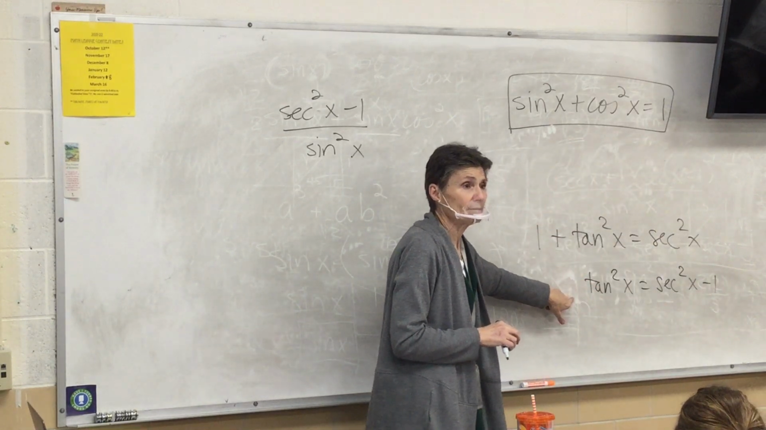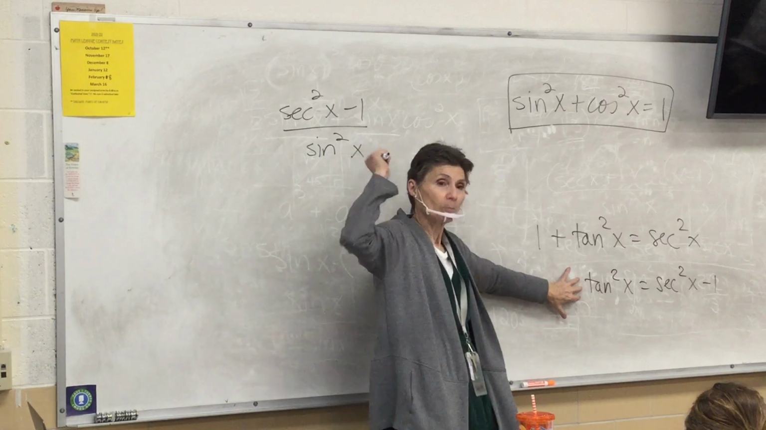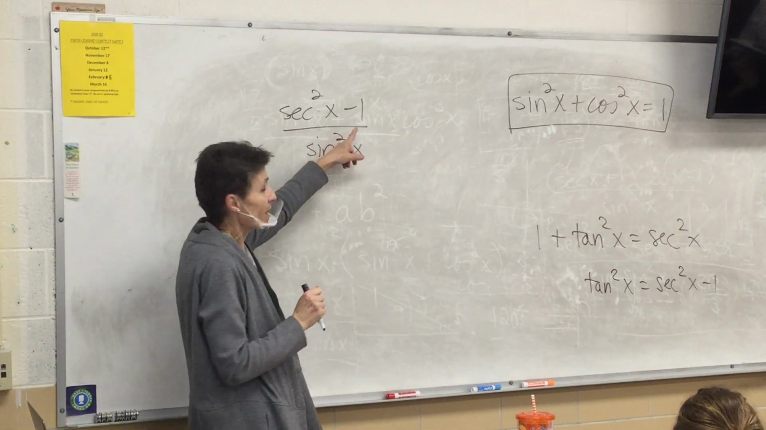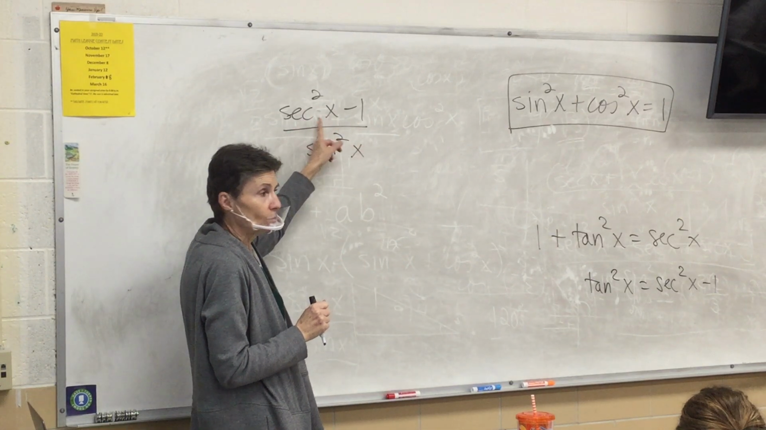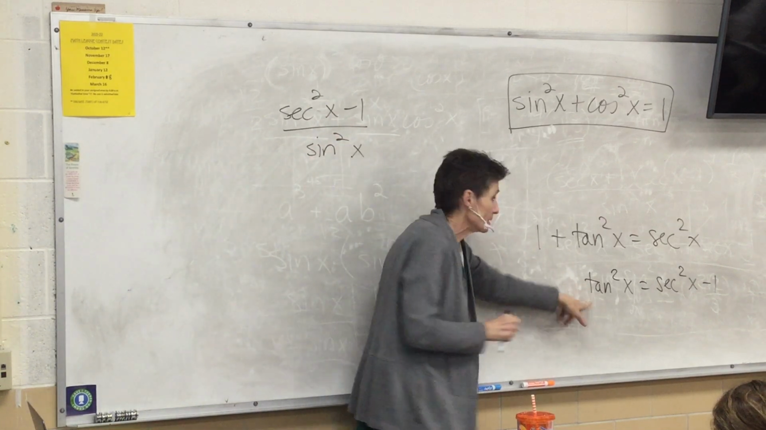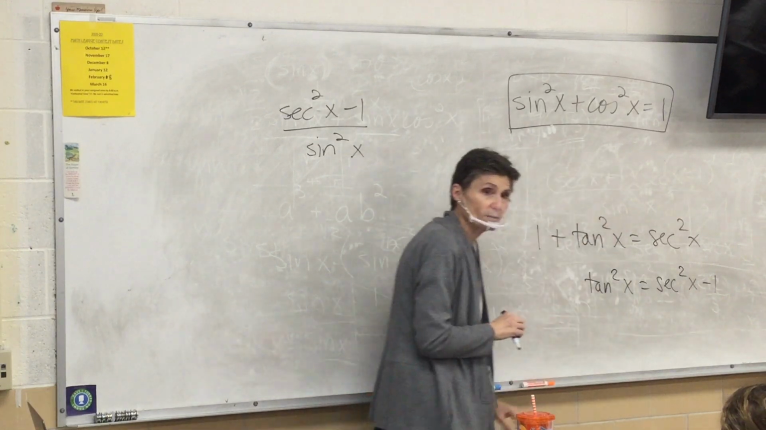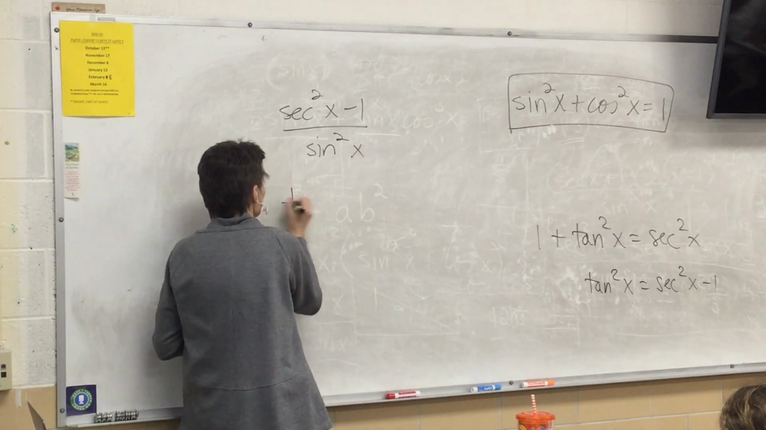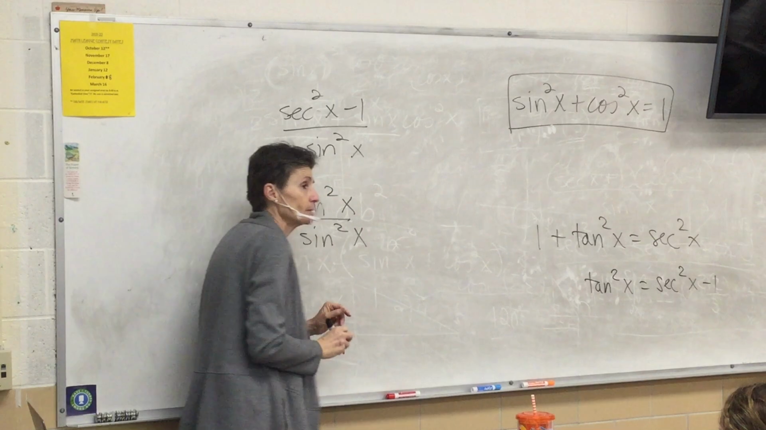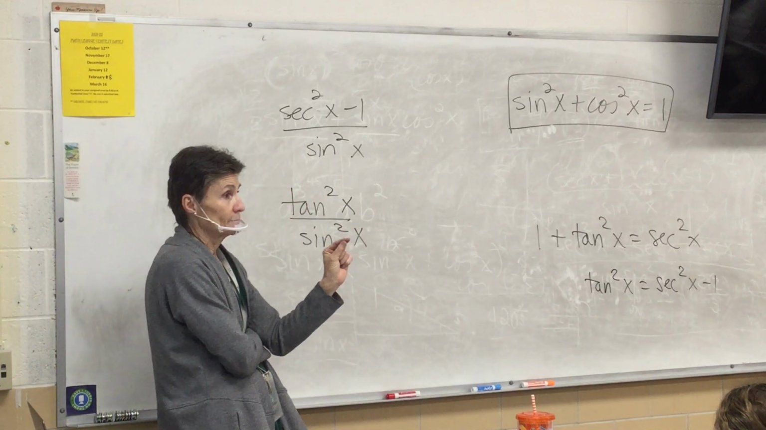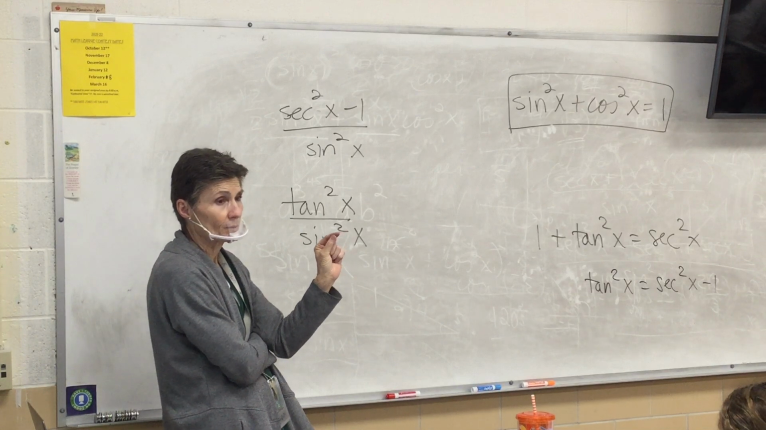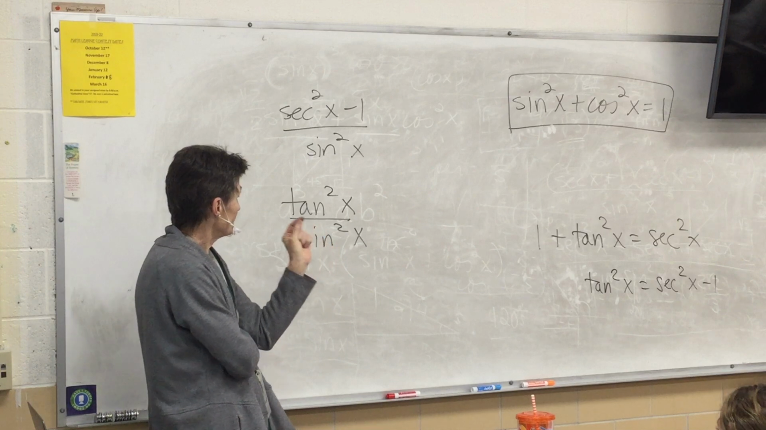Because this version is helpful in this problem. What's helpful in this problem? Well, what do you have on the top here? What's secant squared minus 1? Tangent squared? Isn't secant squared minus 1 tangent squared? So now my problem looks like tangent squared over sine squared. Stay with me. You've never done this before in your whole life. This is day 1. It's an exciting day.